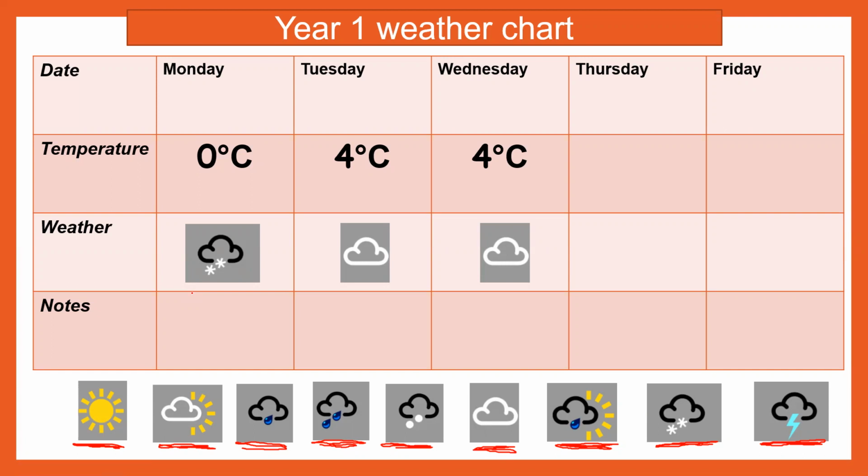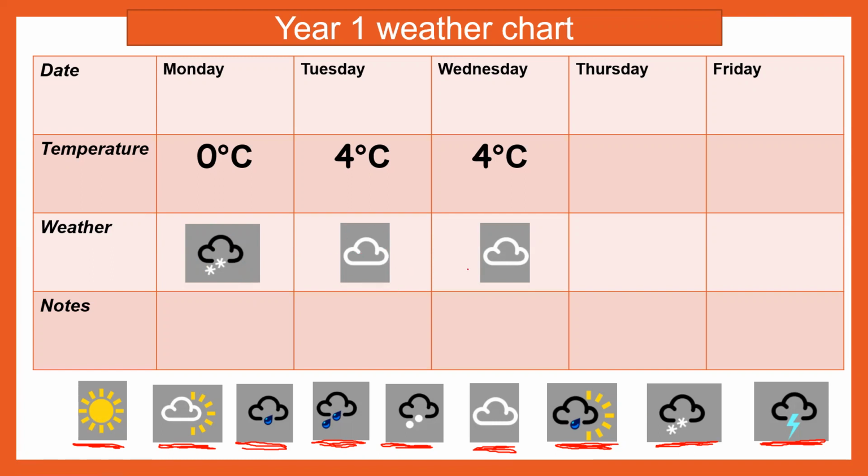So hopefully you would have discussed that. We can see here it is 0 degrees on Monday. It was 0 degrees on Monday and it was snowing. There's quite a bit of snow on Monday. It's quite cold. On Tuesday, it was 4 degrees and it was just cloudy.